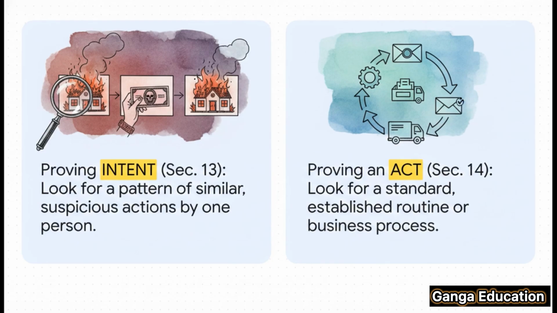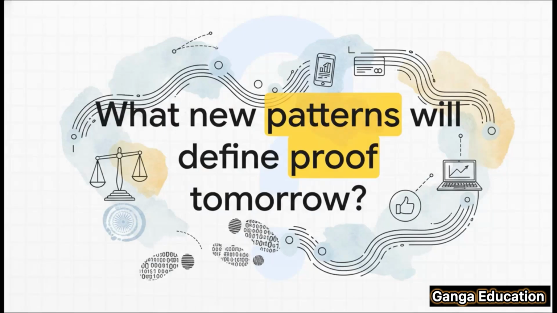Simple as that. And this leaves us with a really fascinating thought, doesn't it? These laws were written long before emails, before digital payments, before our whole world ran on algorithms. Today, our lives leave digital footprints absolutely everywhere. So the real question is, what new kinds of ordinary course of business or series of similar occurrences will courts look at tomorrow to find the truth in our digital habits? What will your patterns prove about you?